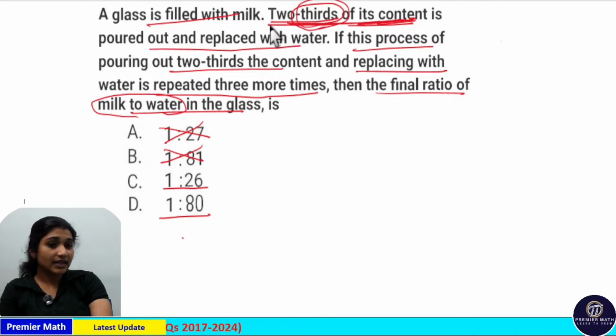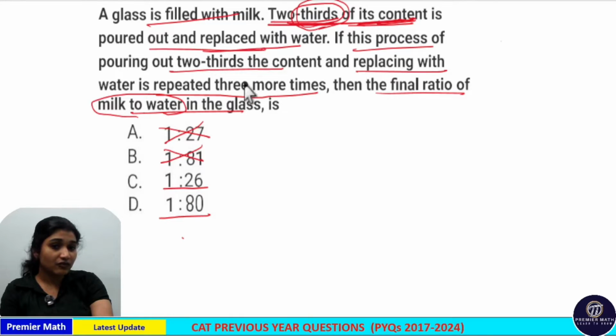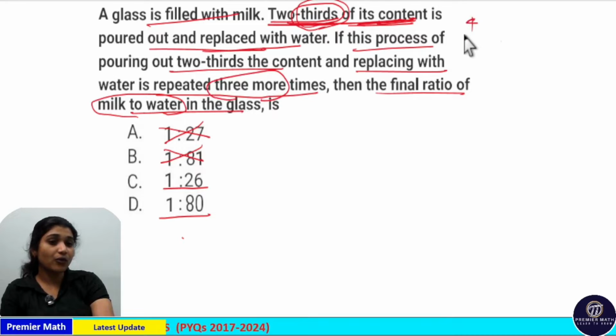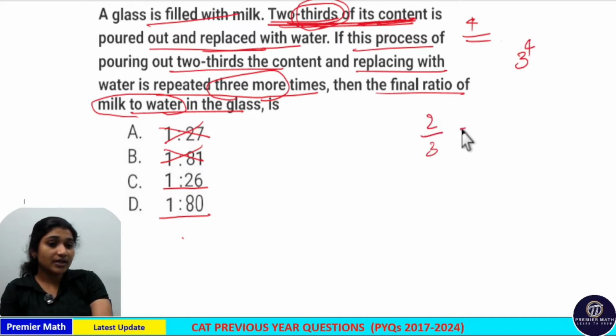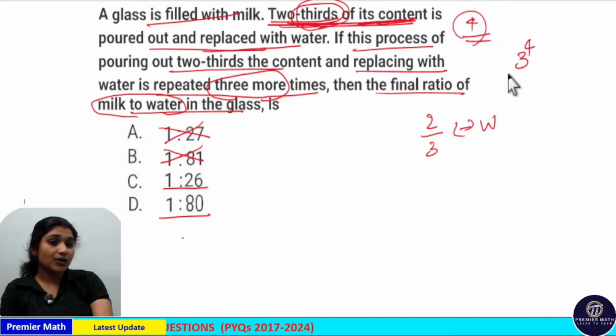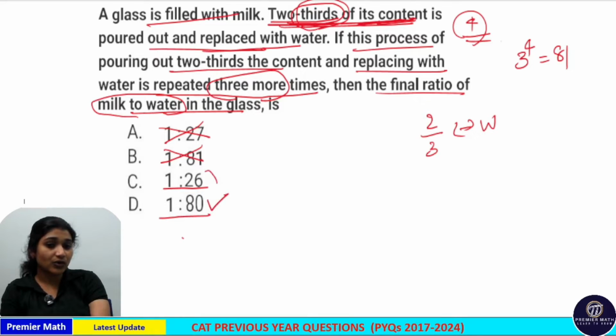But here it clearly says two-thirds of the content is replaced with water and this replacement takes place 3 more times, which means total 4 times this replacement is taken. And here total part is 3 part. So this 3 is also repeated 4 times, meaning 3 raised to 4 is equal to 81, which is in our option. 1 plus 80 is 81. So you can ignore this 27 part. So option D is our answer.